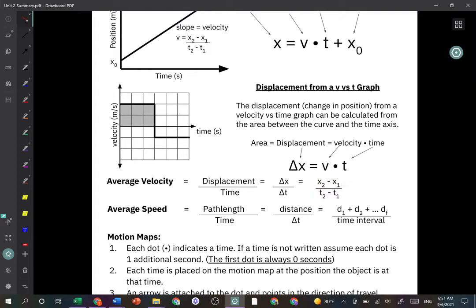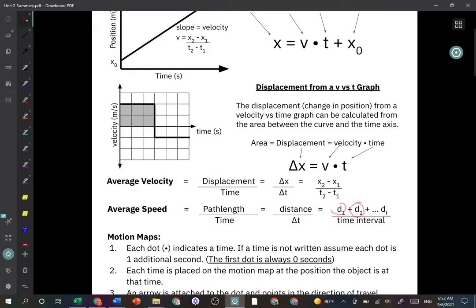Now, speed is going to be a little different. Average speed, it doesn't matter your displacement, that change in position. What it depends on is our path length divided by our time, or our distance traveled over our change in time. In order to find that, look at each region of the graph and figure out the total distance traveled.